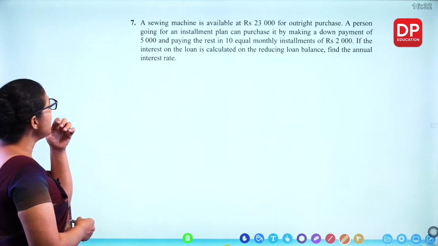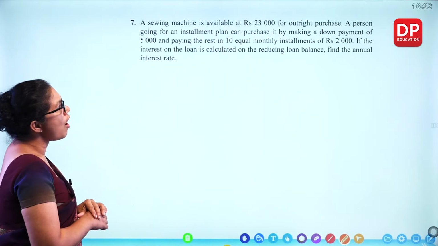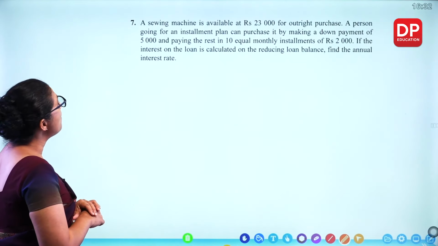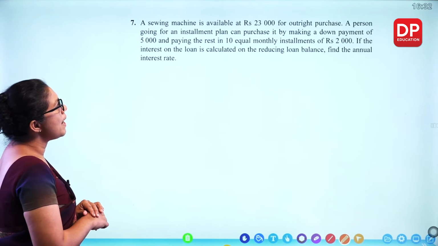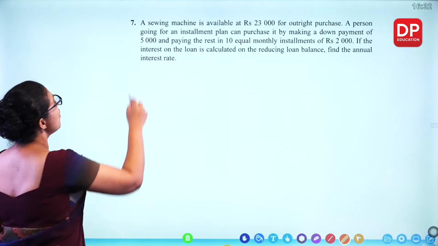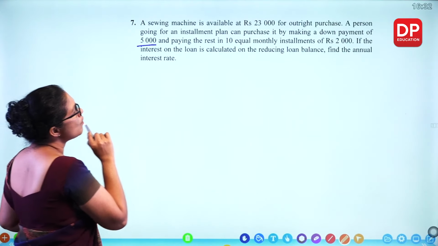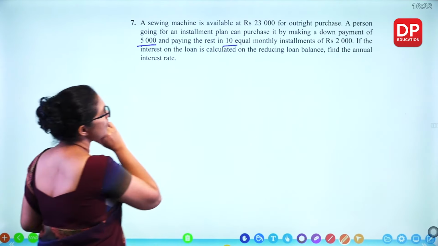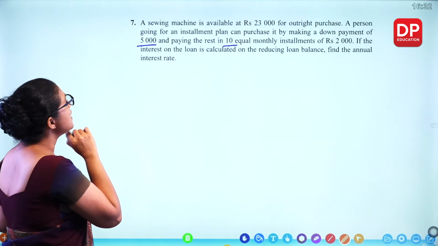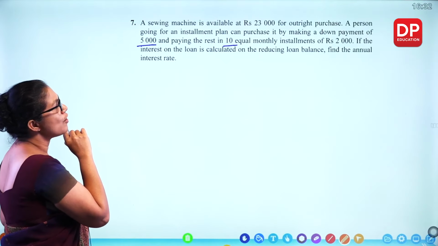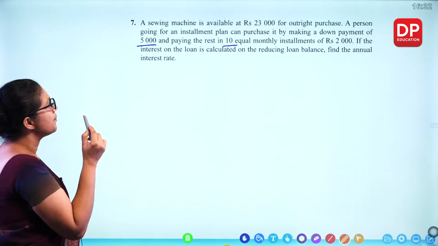Question number 7. A sewing machine is available at 23,000 for outright purchase. A person going for an installment plan can purchase it by making a down payment of 5,000 and paying the rest in 10 equal monthly installments of 2,000 rupees. If the interest on the loan is calculated on the reducing loan balance, find the annual interest rate.